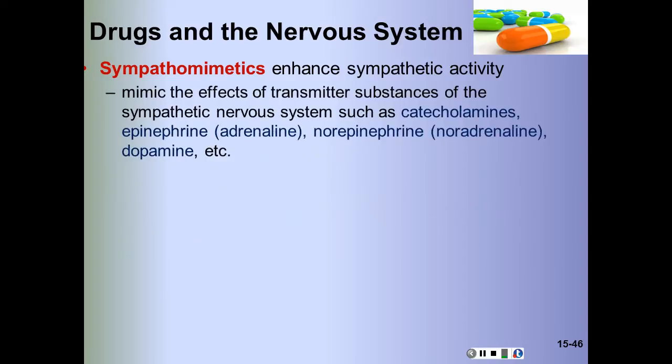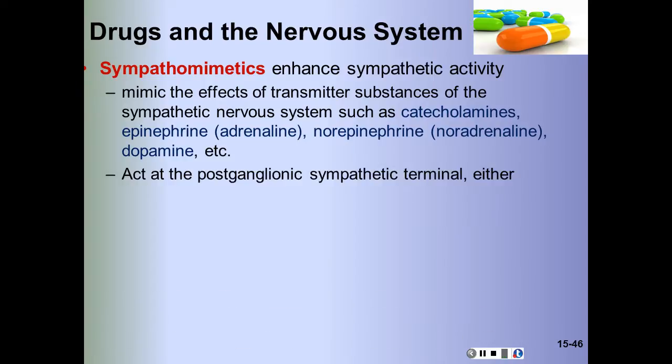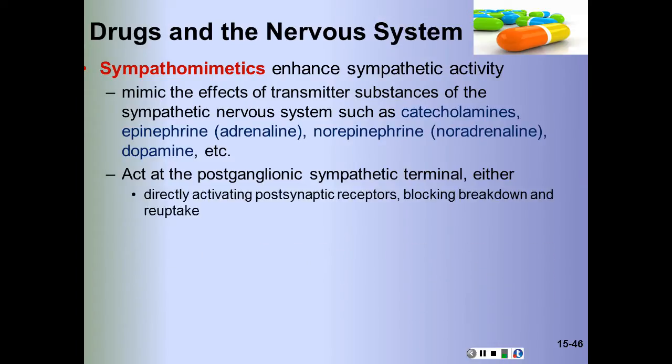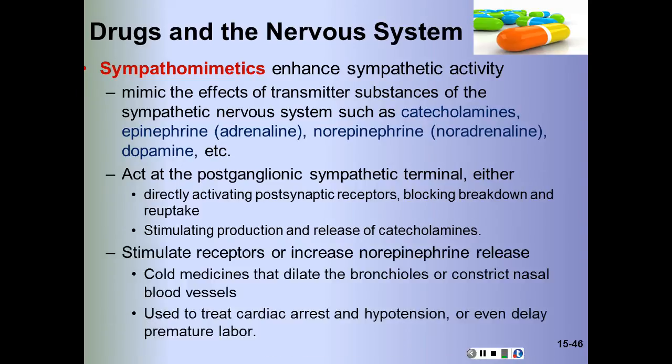It's going to mimic the effects of transmitter substances of the sympathetic nervous system, the catecholamines, and those are norepinephrine, epinephrine, and dopamine. They're going to act at the postganglionic sympathetic terminal, either directly activating postsynaptic receptors, blocking breakdown, and of course reuptake. They may stimulate production and the release of catecholamines. They will stimulate receptors or increase norepinephrine release, such as cold medicines that will dilate the bronchioles or constrict nasal blood vessels, and are used to treat cardiac arrest, hypertension, or even delay premature labor.